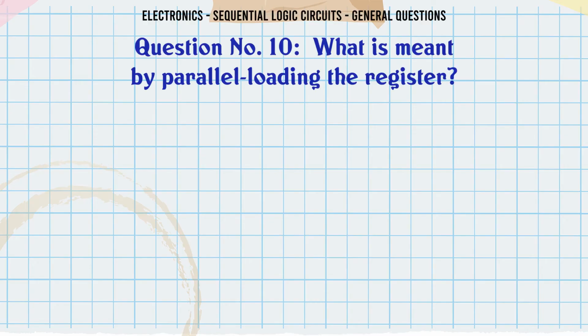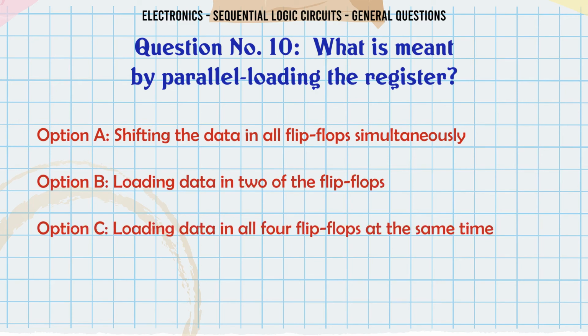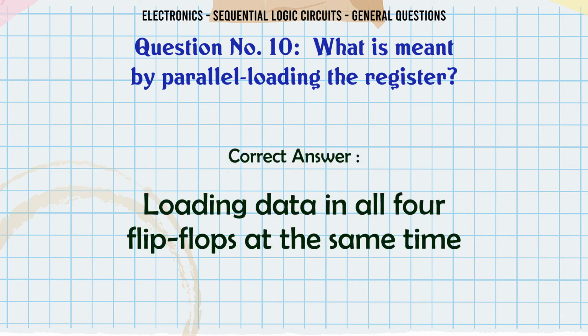What is meant by parallel loading the register? A. Shifting the data in all flip-flops simultaneously. B. Loading data in two of the flip-flops. C. Loading data in all four flip-flops at the same time. D. Momentarily disabling the synchronous set and reset inputs. The correct answer is loading data in all four flip-flops at the same time.